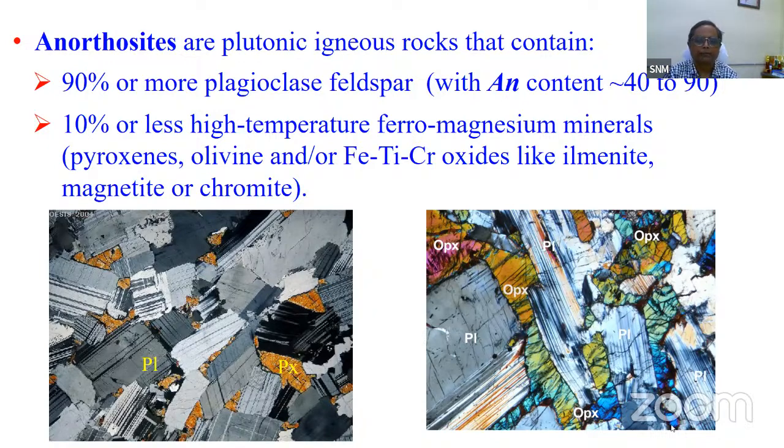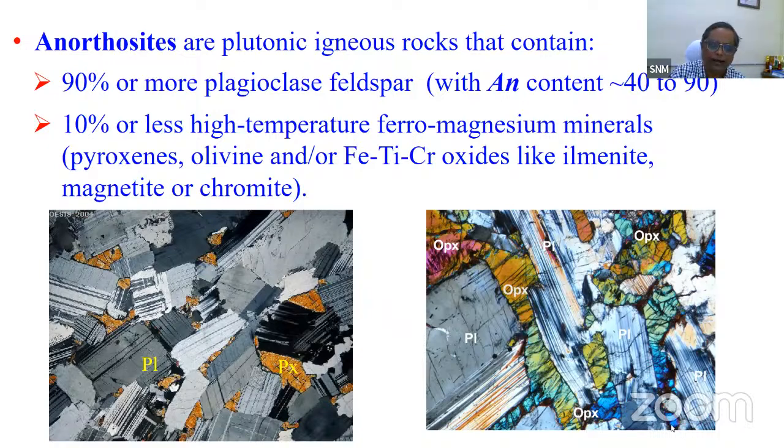So these monomineralic rocks are mostly cumulates. As you can see from the photomicrographs, which is very obvious, the feldspars or plagioclases form the cumulates, and the ferromagnesian phases are mostly intercumulus phases. Sometimes they will be less than 10%. Sometimes they may be more than 10%, and then the name will change.